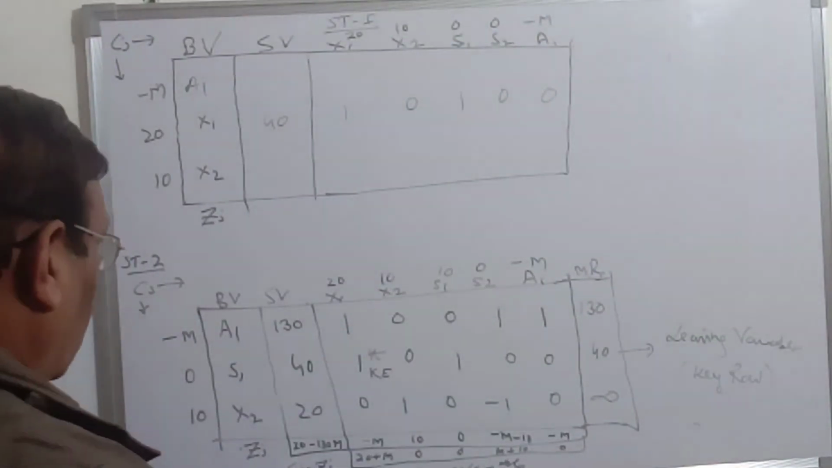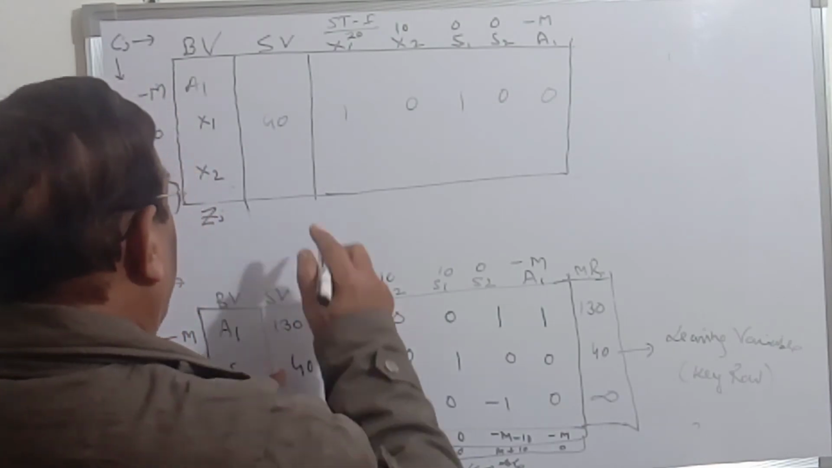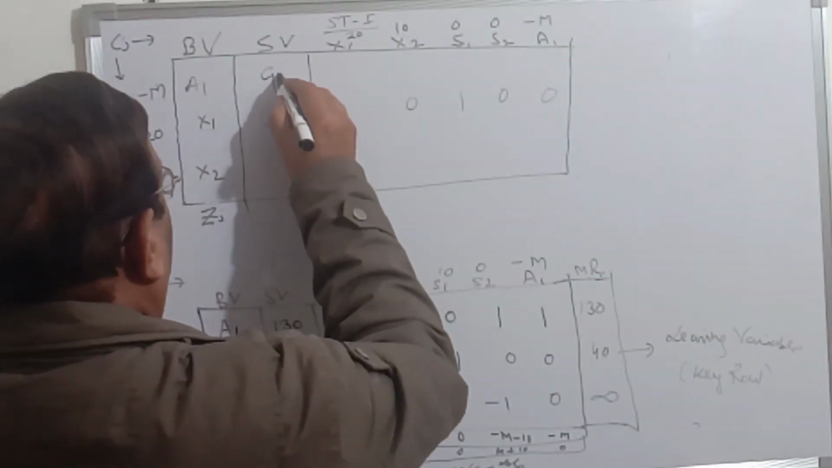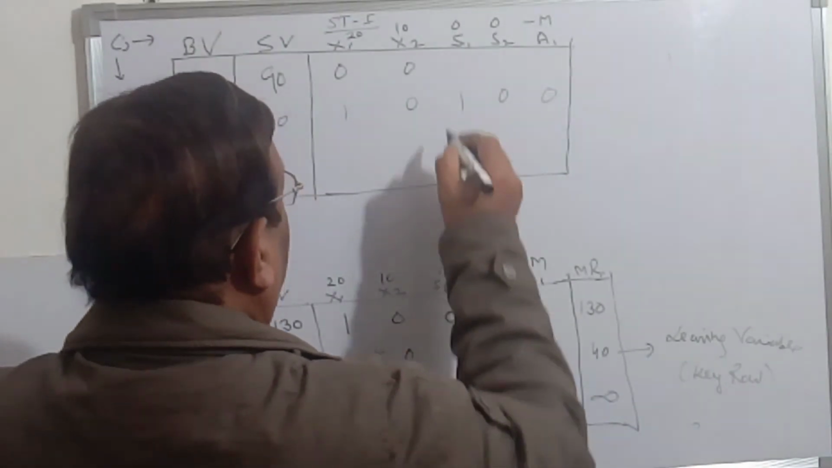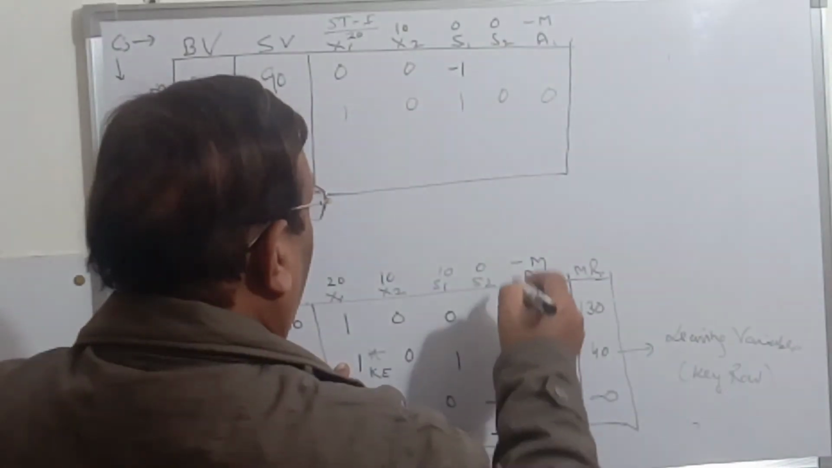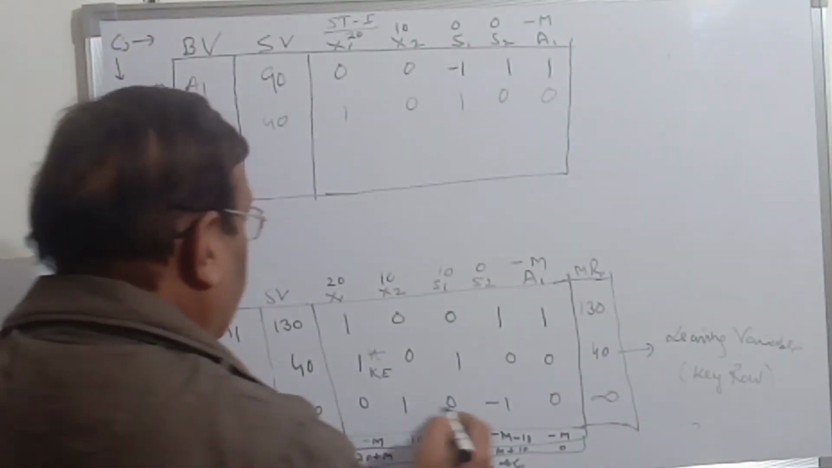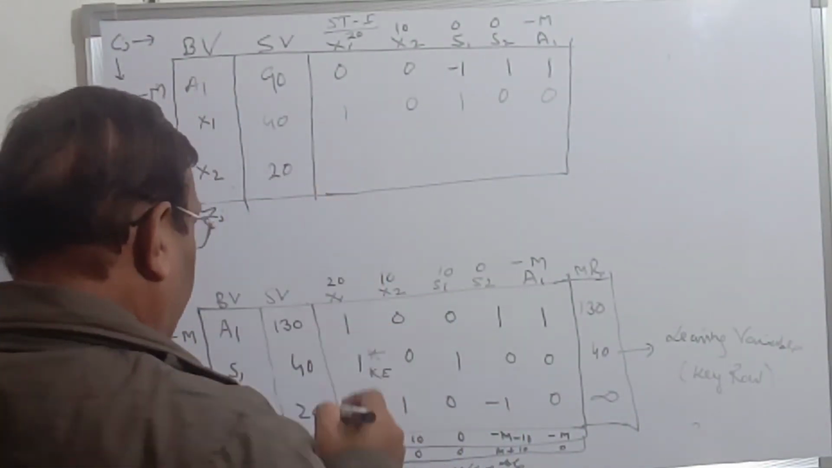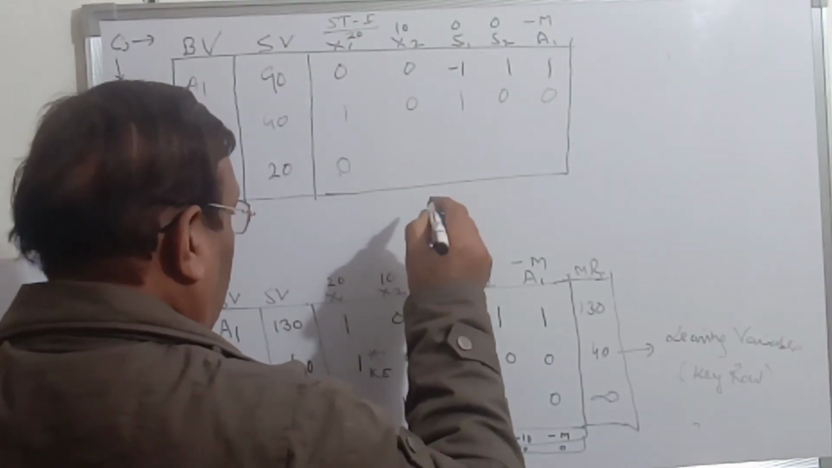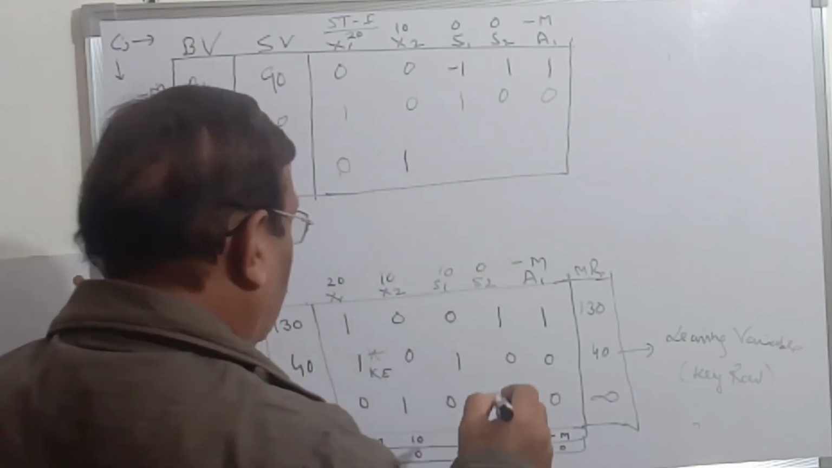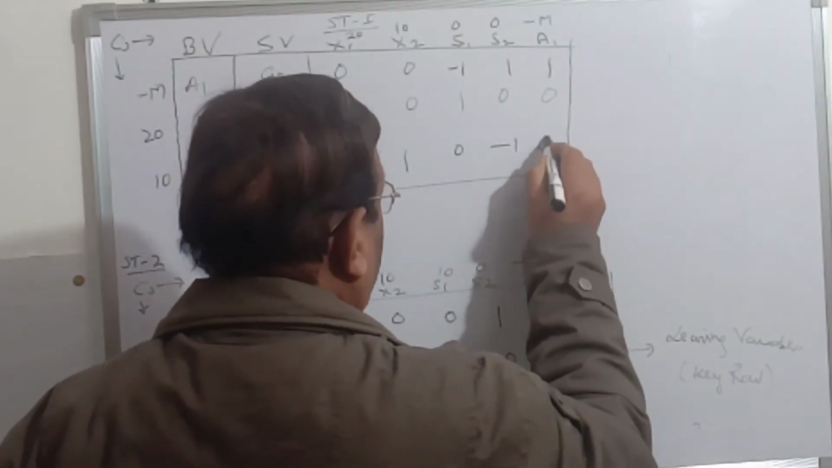Right. Now you have to subtract this line from this. Only then you can get 0 over here. 90, 0, 0 minus 0, 0 minus 1, minus 1, 1 minus 0, 1, and 1 minus 0, 1. And this line as it is, 20, 20, this is 0, this is 1, 0, minus 1, 0.